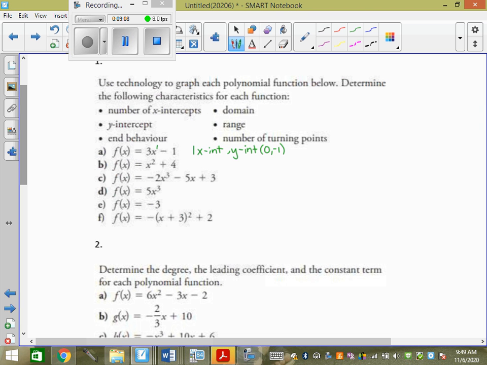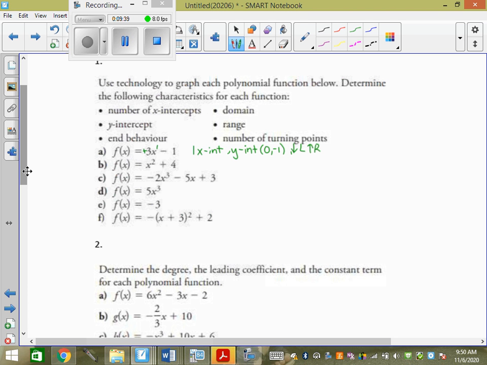What's its end behavior? Well, I have a positive 3. So if I have a positive 3, it's up on the right, down on the left. Now, can I write that on a test? Down L, up R? No, you have to write down on left, up on right. Okay, you literally have to write it out. You can't just do symbols. You could put right and left with the arrows, that would count. No, you can't do any short form.